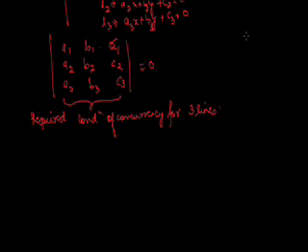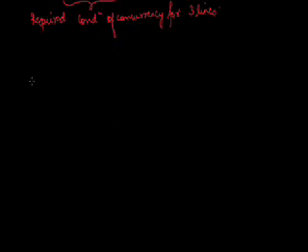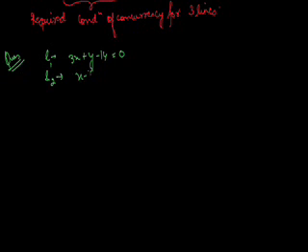Now we'll be doing some questions over it. First, I have to prove that these lines are concurrent: line 1 is 3x plus y minus 14 equals 0, line 2 is x minus 2y equals 0, and line 3 is 3x minus 8y plus 4 equals 0. I have to prove that these three lines are concurrent.